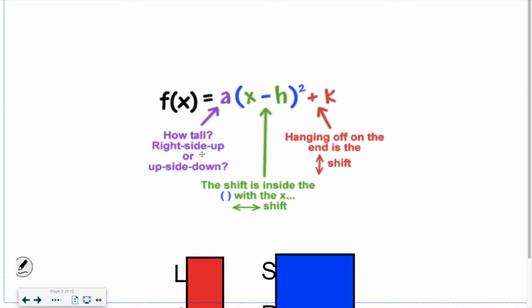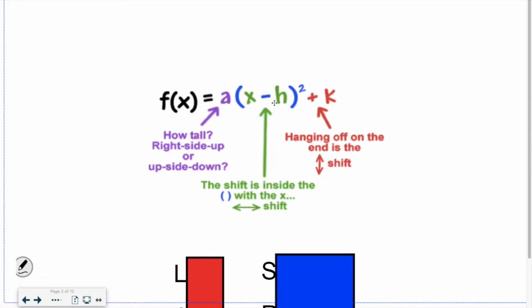So a few things about vertex form. The number that's right here, a, will tell you how tall or how short your parabola is going to be. So the bigger the number, the taller it's going to be, and it's going to be very thin. The smaller the number, it's going to be very short and wide. And it also tells you if it's upside down or right side up. Right side up looks like a U, and upside down looks like an N without the little tail on the left side. So if it's negative, it's going to be upside down, and if it's positive, then it's going to be right side up.